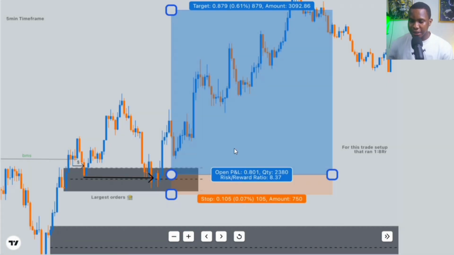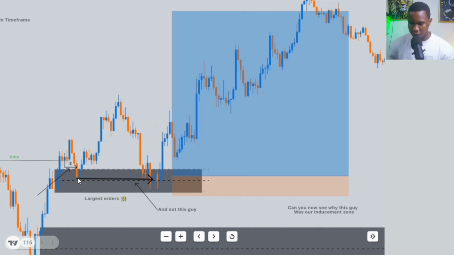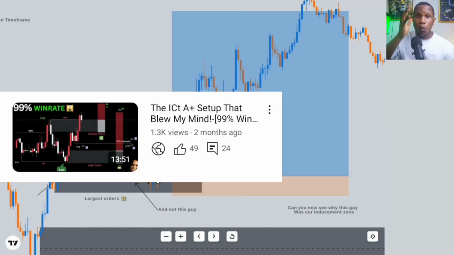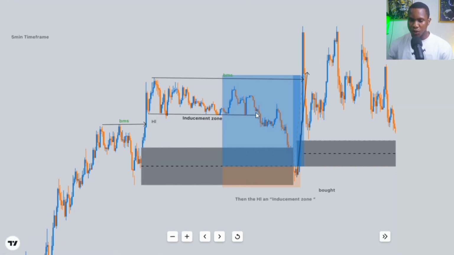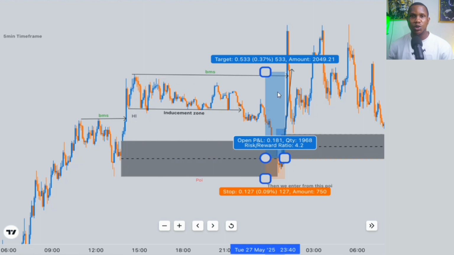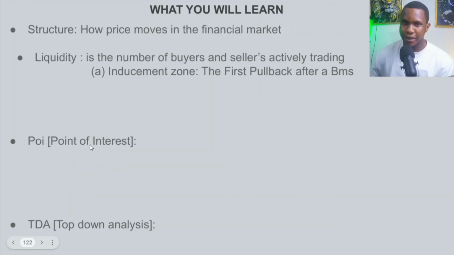But let's look at this setup that gave us 1:8 risk to reward ratio. Can you see why here was our inducement zone and not this guy right here? Let me know in the comment section whether you're making this mistake, guys. Watch the ICT A checklist to understand this in depth, guys. For this one, guys, this is the first pullback we made after this break of market structure. This is our inducement zone, guys, and then we entered from what? Our POI in the market, which gave us this what? 1:4 risk reward ratio, guys, which takes us to number 3, point of interest, POI.